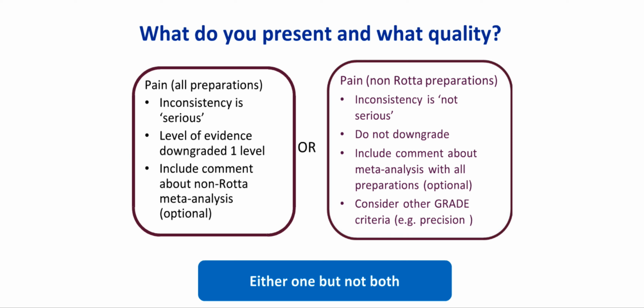The alternative is to say in the summary of findings table that the results focus on the studies that use non-Rotter preparations, where the inconsistency is not serious and one would not downgrade the quality of the body of evidence, and one would include a comment about the meta-analysis with all preparations, and obviously one would consider the assessment of the quality of evidence according to all GRADE criteria, including precision. The bottom line is that a single table should include either one of these options, but not both. It is also important to remember that hypotheses for explaining subgroup effects should ideally be formulated a priori and should not be based on random examinations of possible underlying reasons for heterogeneity.